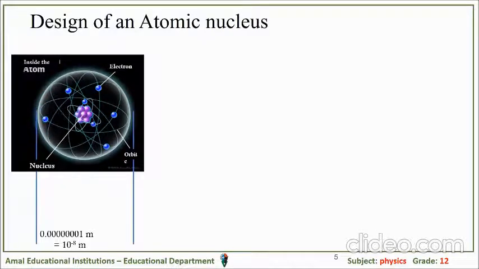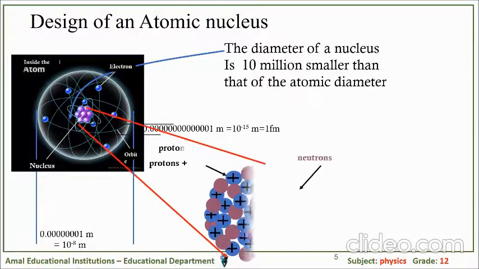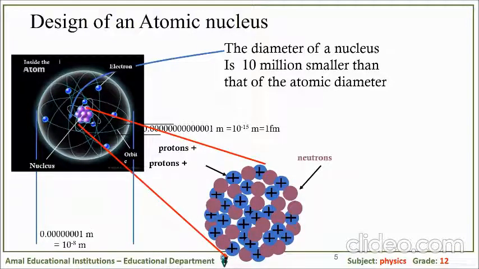The diameter of the nucleus is about 10 to the power minus 14 meter approximately. It is nothing but 1 fermi, 10 to the power minus 15 meter. The diameter of the nucleus is about 10 thousand times smaller than that of the atomic diameter, and the nucleus, as we know till now, is composed of protons and neutrons. Certain researches may lead to other particles.